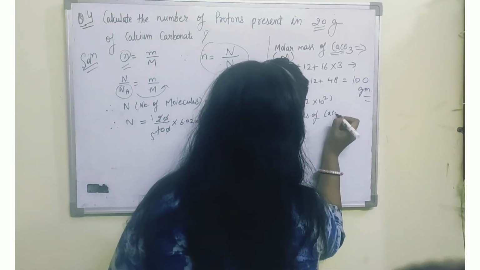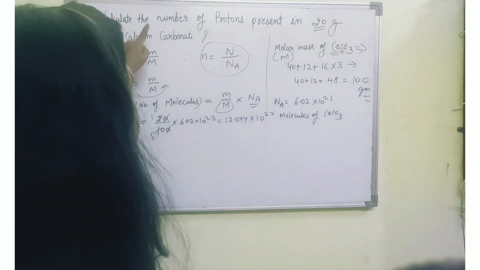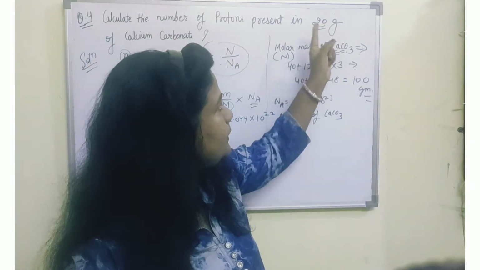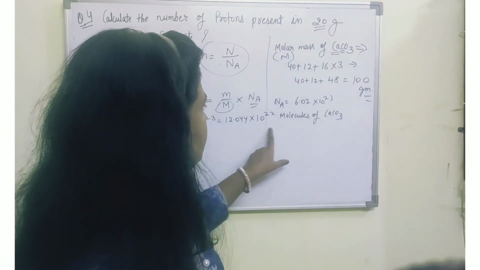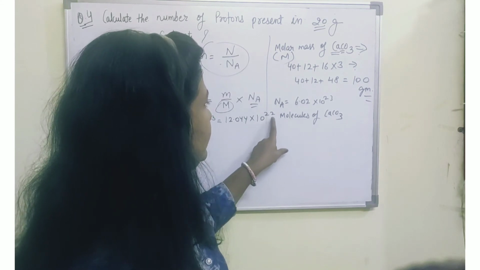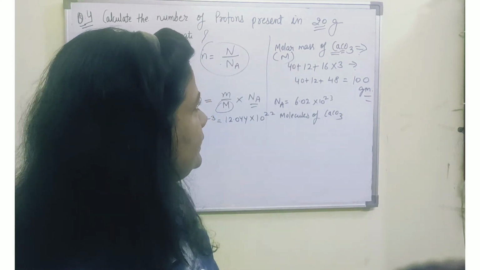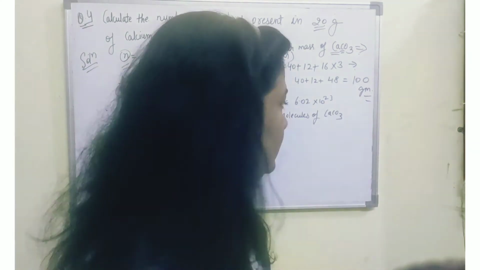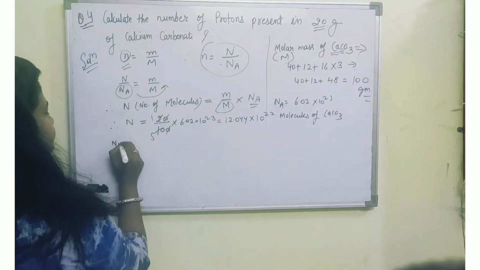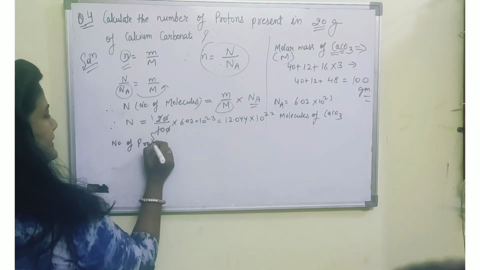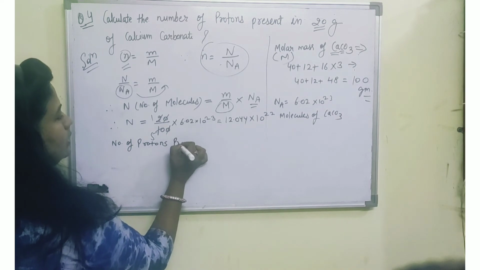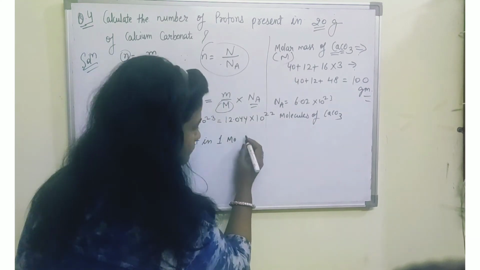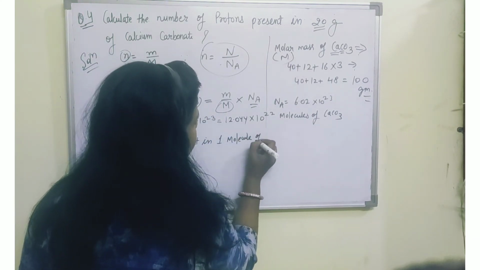Correct? Now he is asking about the number of protons. How many protons in 20 gram? 20 gram contains how many molecules? 12.044 into 10 raised to power 22 molecules of CaCO3. So in one molecule, how many protons does it contain? So the number of protons present in one molecule of CaCO3.